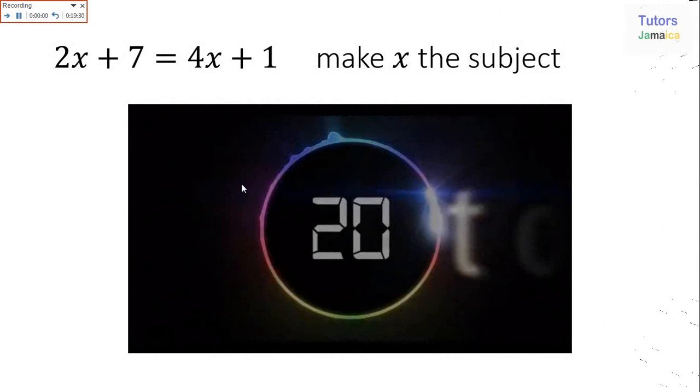2x plus 7 is equal to 4x plus 1. This one will be just a little tricky because we have x on both sides. But go ahead and try it in 20 seconds, and then I'll show you the solution on screen.